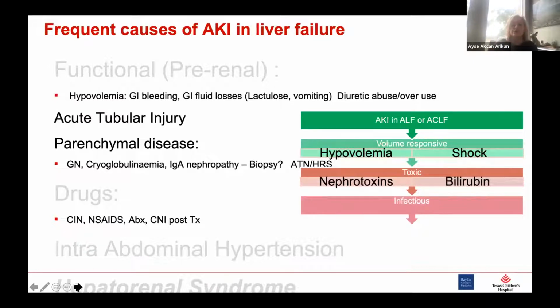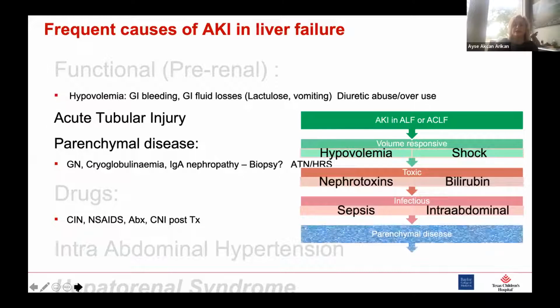Could it be infectious? And infectious could be sepsis, as these patients are immune suppressed. You heard from Dr. Bashir. Or is it a localized infection? Do many of them develop spontaneous bacterial peritonitis? And abdominal infections propagate kidney injury much more because of the geographical adjacentness of the infectious source and the kidneys.